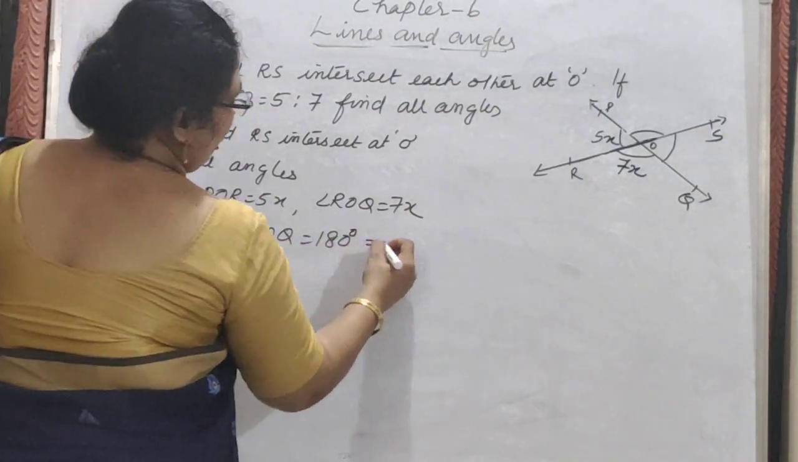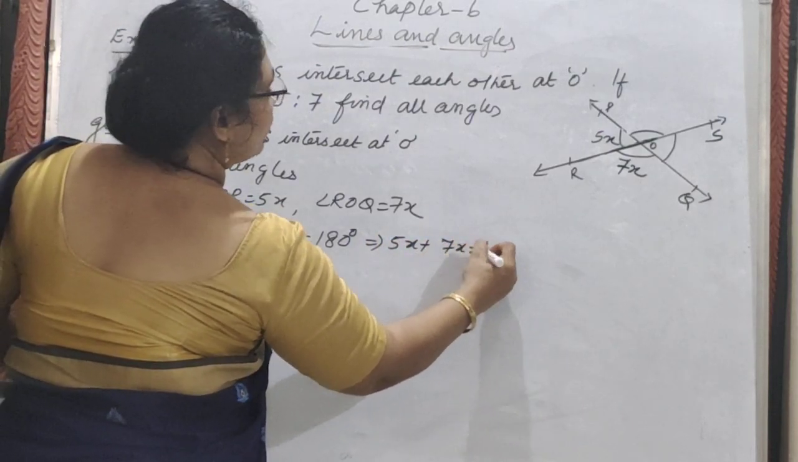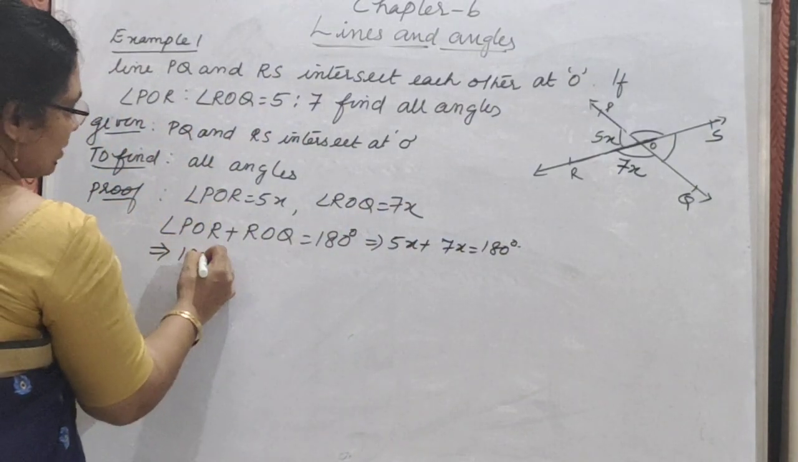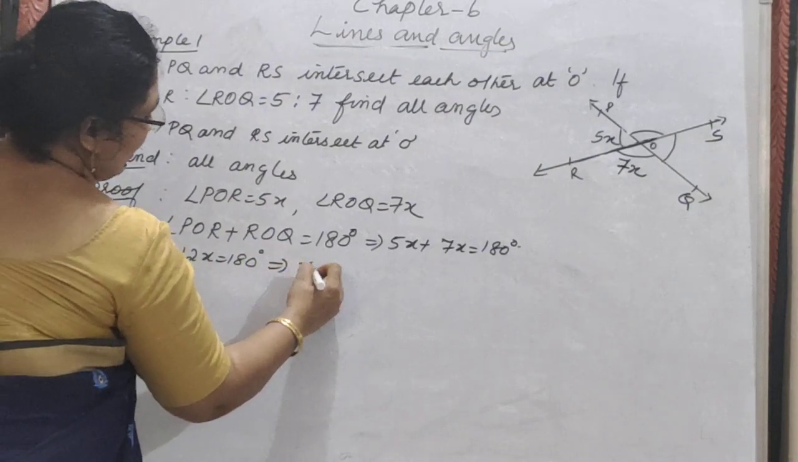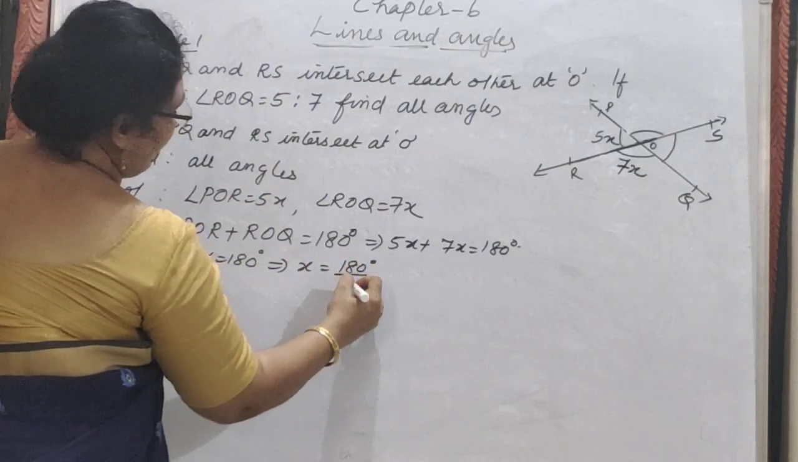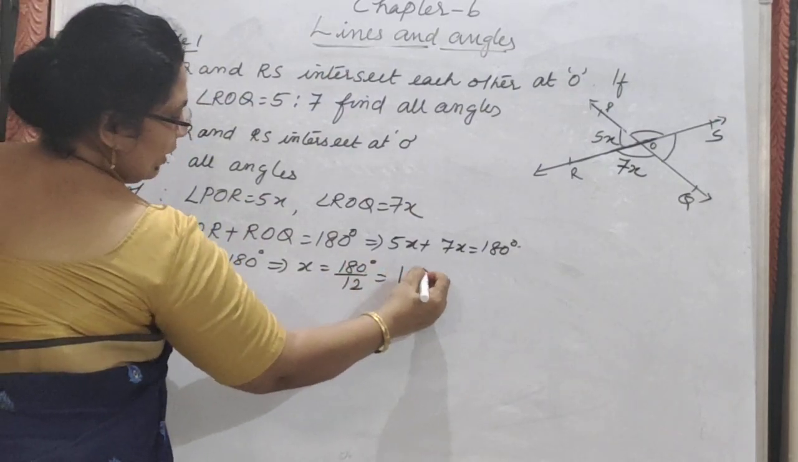This means 5x plus 7x equal to 180 degree. Again 12x equal to 180 degree. So what is x equal to? x equal to 180 degree divided by 12. So on cancellation, 15 degree.